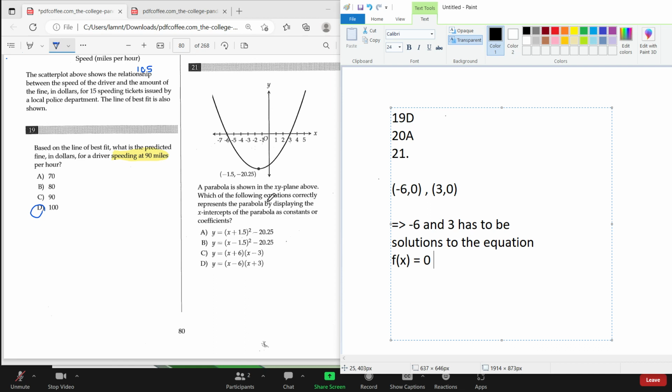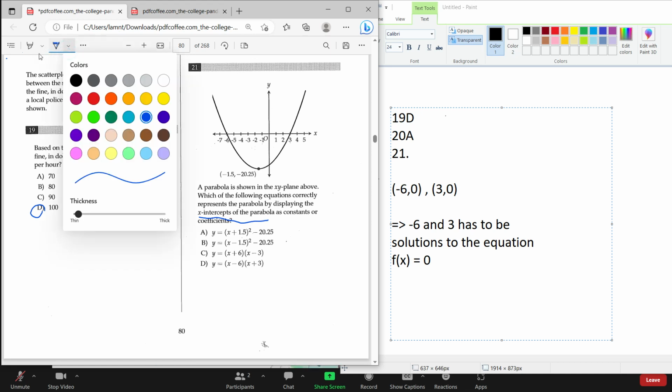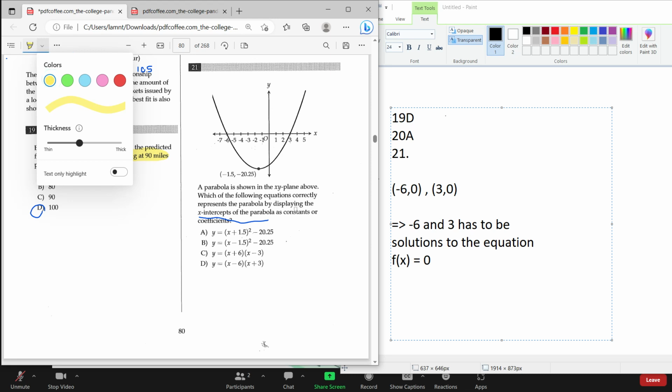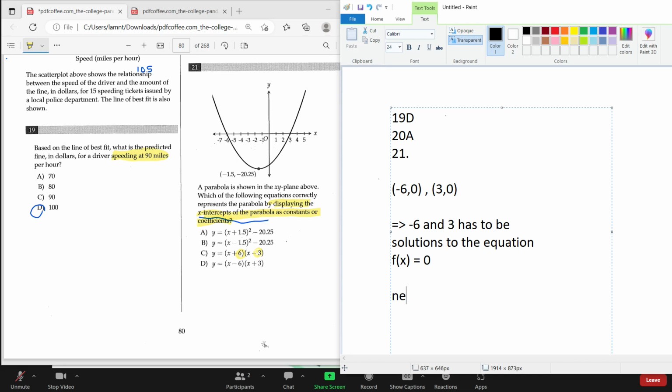And they ask us to display the x-intercept as a constant or coefficient. There you go. So in the answer, because we need to display the x-intercept as a constant or coefficient, we need the number 6 or number 3 to be available. So we also need 6 and 3 in the answer.